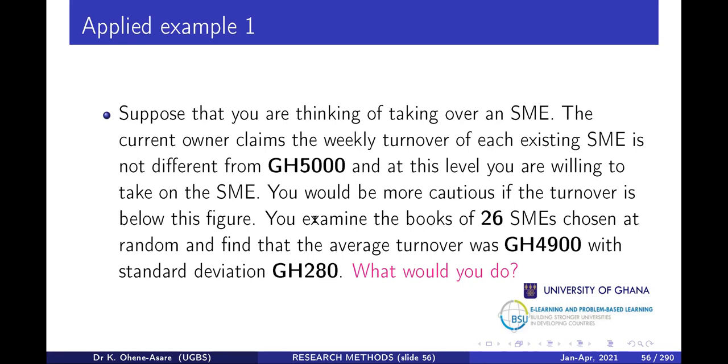Suppose that you are thinking of taking over an SME. The current owner claims the weekly turnover of each existing SME is not different from 5,000 Ghana Cedi. And at this level, you are willing to take on the SME. You would be more cautious if the turnover is below this figure. You examine the books of 26 SMEs chosen at random and find that the average turnover was 4,900 Ghana Cedis with standard deviation 280 Ghana Cedis. What would you do?